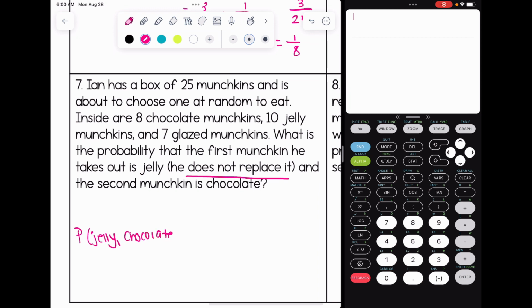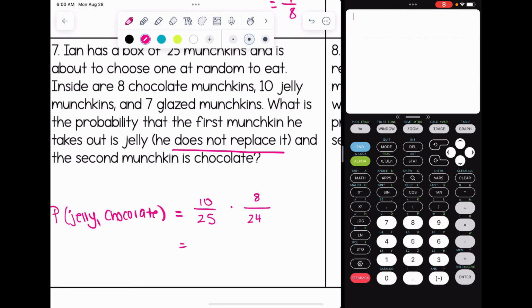Well, the probability of jelly when we first start off is going to be 10 out of 25. There are 10 jelly munchkins and 25 total. Then we want to pick a chocolate one, so that's going to be 8, but it's going to be 8 over 24 because we have taken a munchkin out and we have not replaced it. We're going to simplify these. 10 over 25 is 2 over 5. 8 over 24 is 1/3. You could use your calculator as well to simplify. And I'm going to get 2 over 15 as my answer for 7.